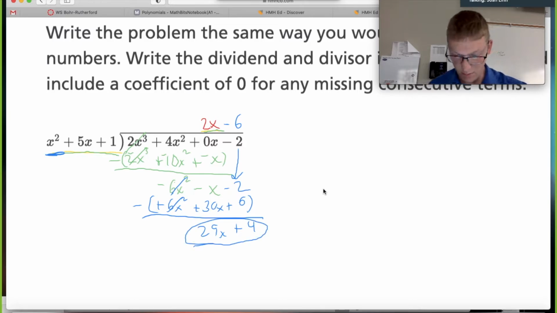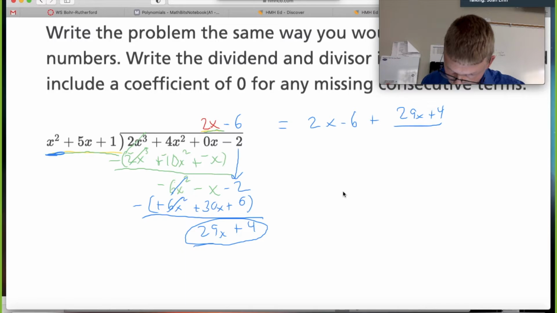Well, it still is our remainder, but the way we're going to write our answer is in that weird format that they gave us. So typically, my brain just goes, cool, so the answer is 2x minus 6 plus the remainder, which is 29x plus 4 over x squared plus 5x plus 1, right? So it's just the remainder that doesn't divide equally into it. So that's not what they're looking for.